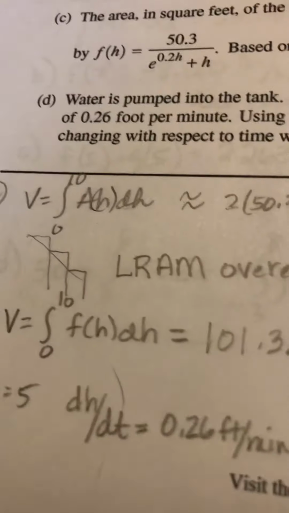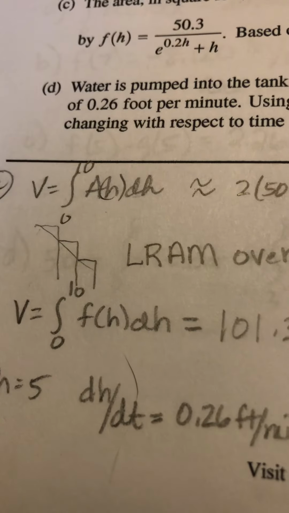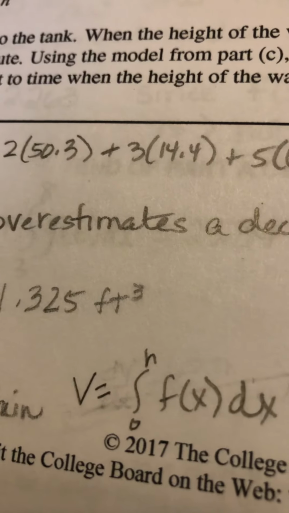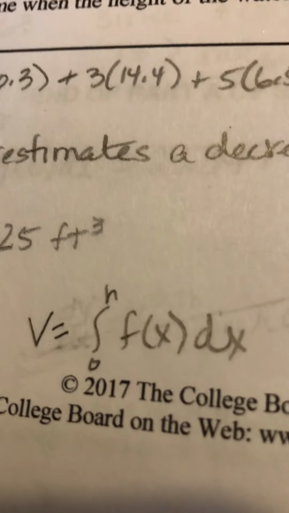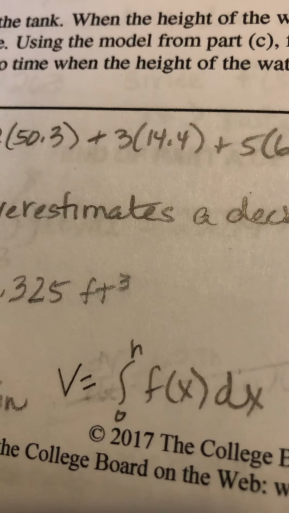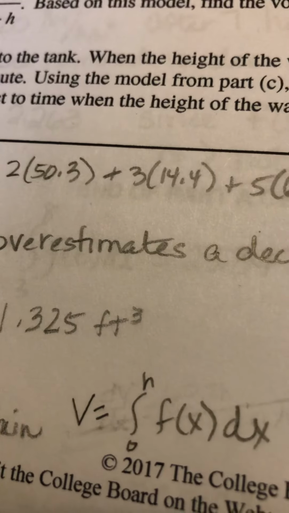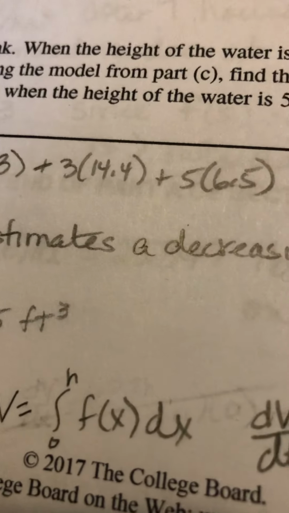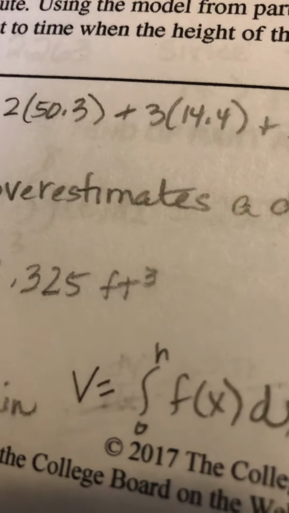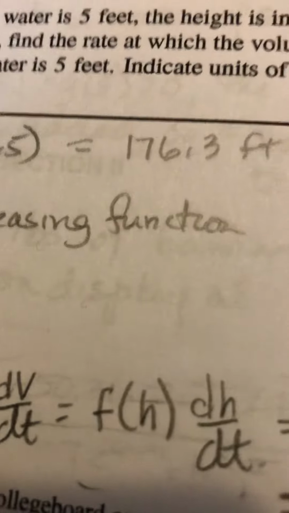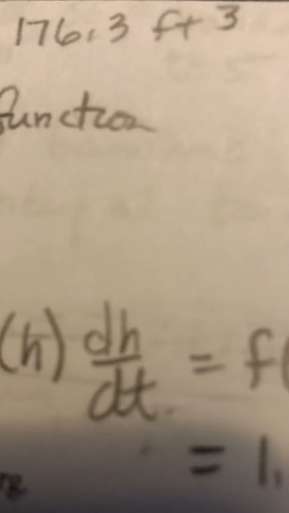Okay, so H is 5, dH/dt is 0.26 feet per minute, and we know the volume is the integral from 0 to h of f of x dx, or f of t dt. Remember, we're integrating, our variable is h, so that's our upper bound, so we put in a dummy variable, x or t or whatever. And now we're looking for dV/dt. Well, when we take the derivative of this, we get dV/dt is just f of h times dh/dt.